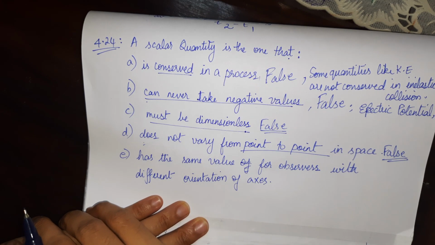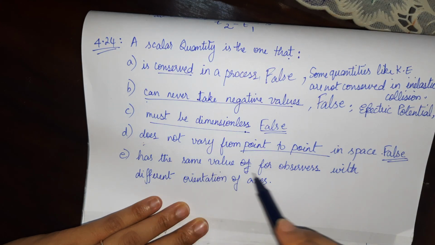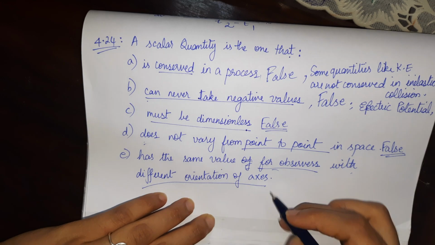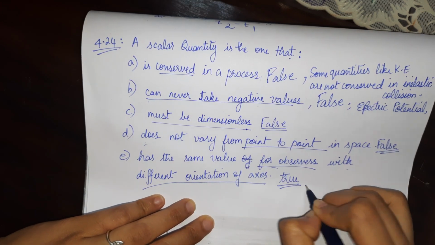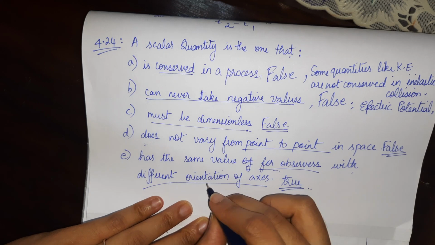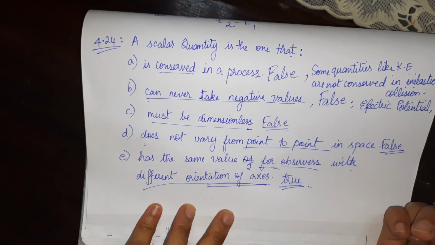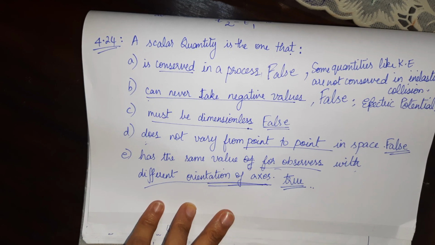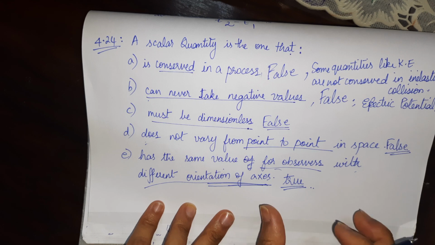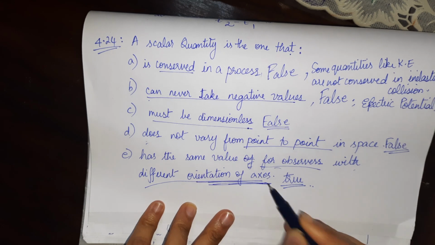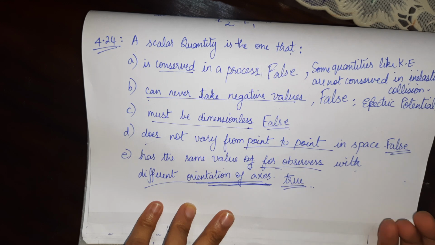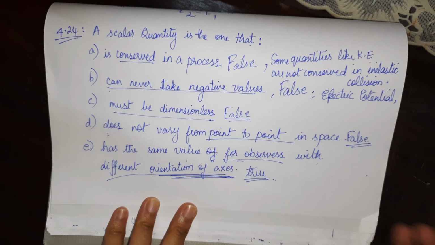But the last one: a scalar quantity is the one that has the same value for observers with different orientation of axis. This statement is true, because scalar values will not change depending upon which orientation of axis we are taking. The axis will not interfere with the value of the scalar. The scalar magnitude will not change with the orientation of axis, whereas for a vector definitely it will change, because you're defining the vector based on the axis that you're choosing. But for scalar quantities, that is not the case. So that will be the conclusion.